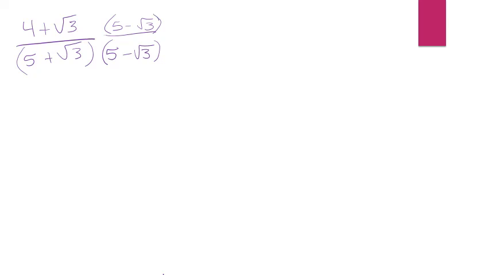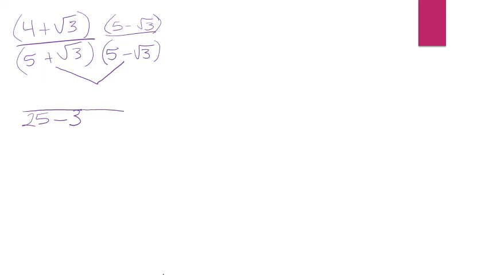Now we know that on the denominator, this product of conjugates means it's a difference of squares. The square of 5 is 25, and the square of the square root of 3 is 3. So we know that this is our denominator. For our numerator, we're going to have to use our FOIL method.